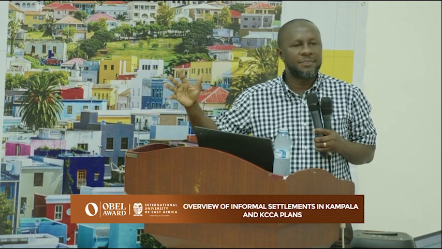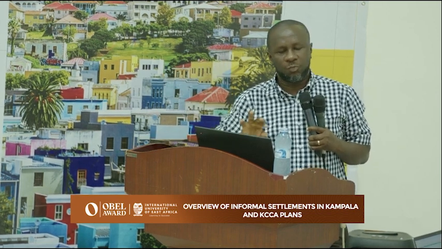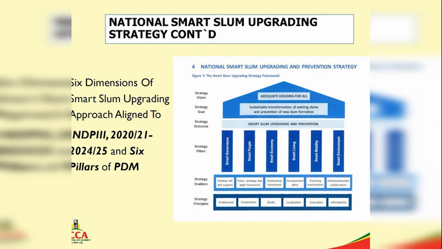Lack of urban planning and development control. I'll just stop at those two. But what is government doing? Government now has come up with what they call a National Smart Slum Upgrading and Prevention Strategy.